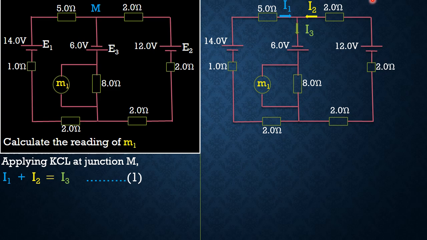Good. Now guys, since we have 3 unknowns, we need 3 equations to solve for 3 unknowns. To get the other 2 equations, all we have to do now is to apply the Kirchhoff's voltage law, or the Kirchhoff's loop law. Like I said, either the Kirchhoff's voltage law or the Kirchhoff's loop law.